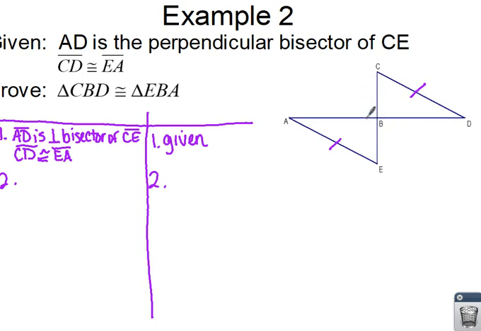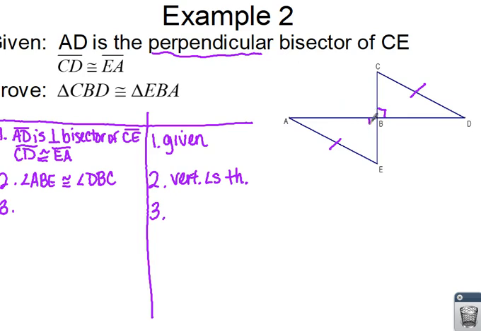So first thing I see is right here in the middle. Those are vertical angles, right? So we can say angle ABE is congruent to angle DBC by the vertical angles theorem. Then also they say that AD is a perpendicular bisector of CE. So first thing that tells me is this perpendicular thing. That means there's right angles going on here and here, right? So angle DBC equals 90 and angle ABE equals 90. So we may have not even needed to say they were vertical angles, but it's there. This is by definition perpendicular.